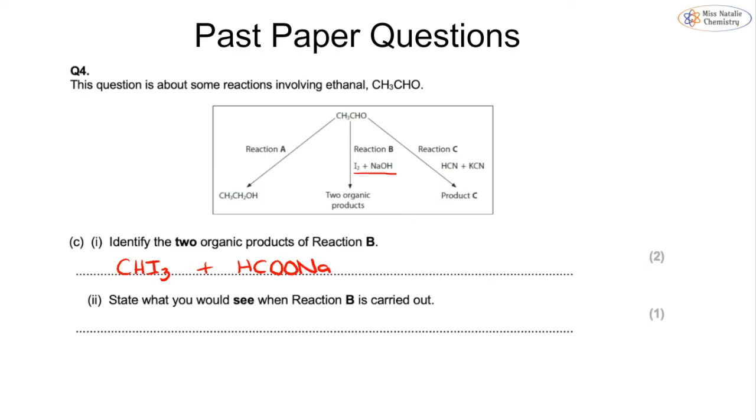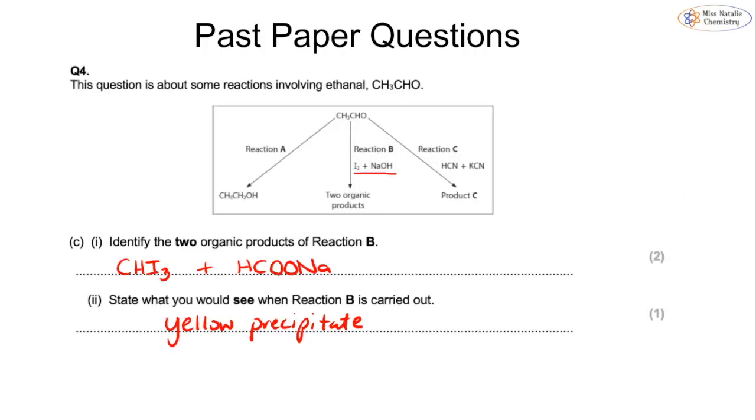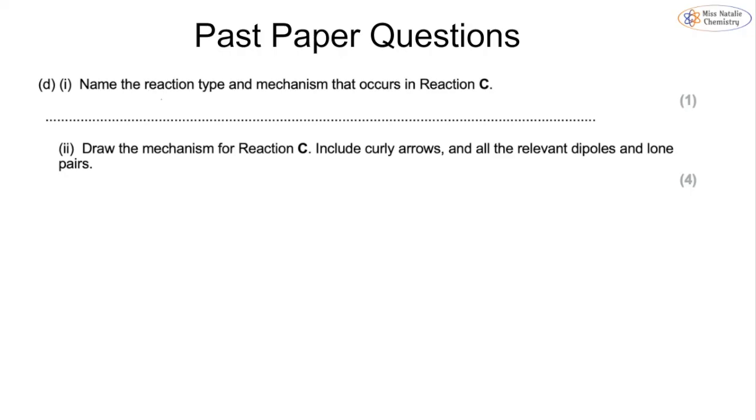And what would we see is a yellow precipitate, because remember that triiodomethane is a precipitate and it is that yellow colour. So now we want to name the type and mechanism that occurs in reaction C. So this is the HCN and KCN. Well, this is going to be our nucleophilic addition reaction. So we have to make sure that we have both nucleophilic and addition.